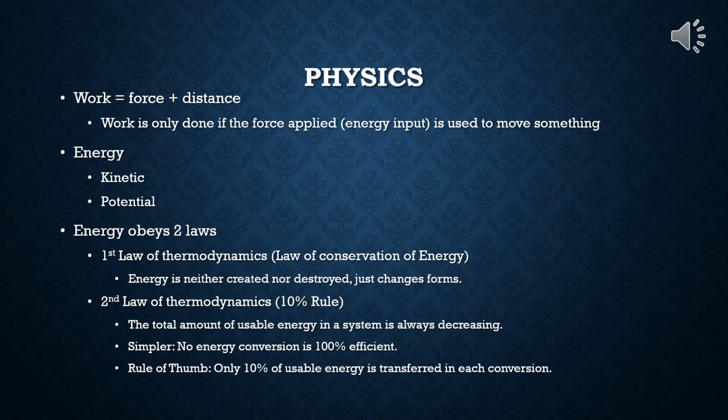The second law of thermodynamics is sometimes called the 10% rule. The law actually states that the total amount of usable energy in a system is always decreasing. The simpler version of this is no energy conversion is 100% efficient. This means that as energy changes from one form to another, some of it is always going to be lost as waste heat that can never be recovered. A general rule of thumb for this law of thermodynamics is the 10% rule. Only 10% of usable energy is transferred in each conversion. This will become important when we learn about efficiency and also when we talk about the movement of energy through ecosystems and population pyramids.